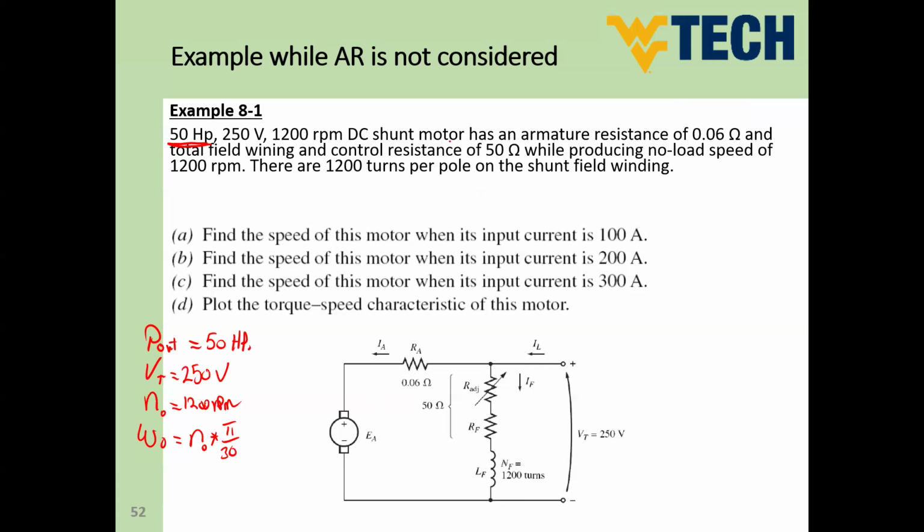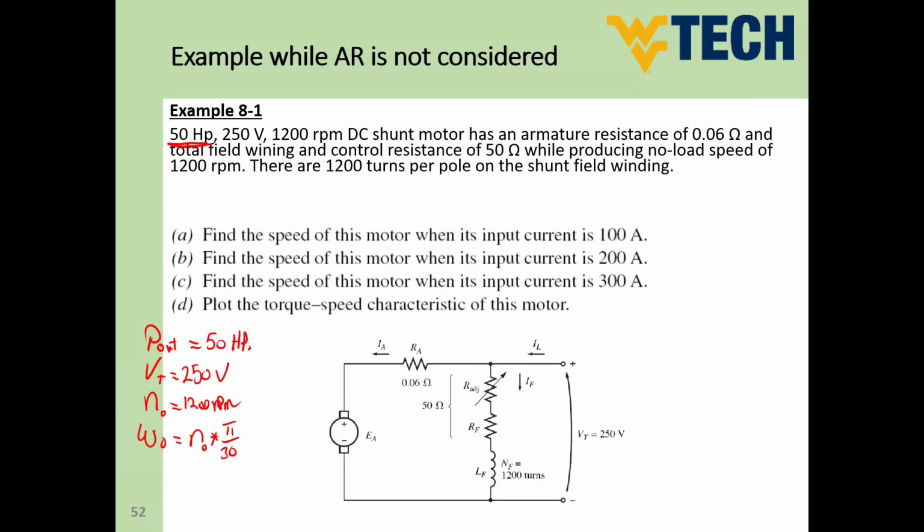He defined that the motor is shunt. So shunt means the armature winding and the field windings are connected in parallel together. As you can see here, this is the figure of our field winding along with the rheostat or adjustable resistance. And here is the armature circuit.